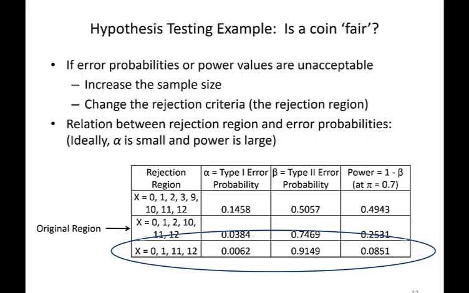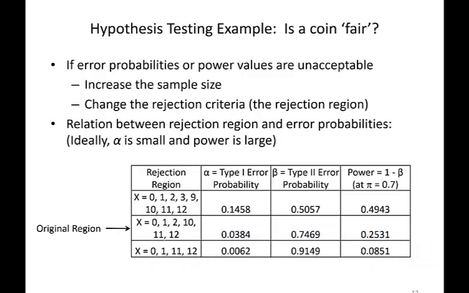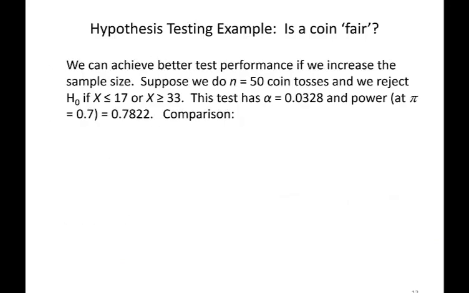Well, all this is done with changing the rejection region. What if we could change the sample size? So instead of having sample size 12, we have now sample size 50. And instead of rejecting for 0, 1, 2, 10, 11, 12, we're going to need to change that. But we'd like to keep our alpha levels as consistent as possible. So if we say reject for x less than or equal to 17 or greater than or equal to 33, that actually has an alpha level of a little over 3%. And the power for this is 78% when pi is equal to 0.7.